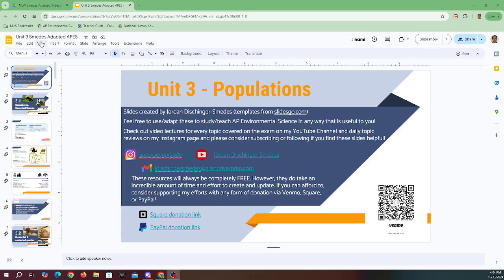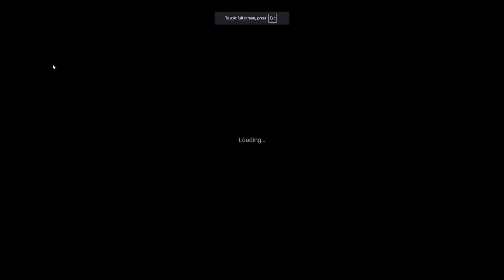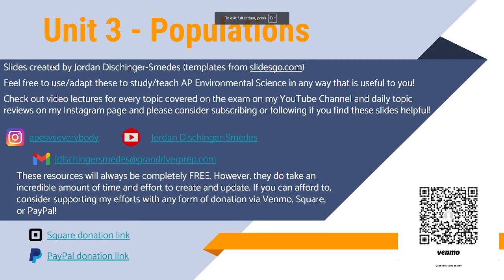All right, hello and welcome to Unit 3. As we move into Unit 3, we're going to start talking about our first unit that doesn't deal with the living world. Units 1 and 2 were some more big picture things. Unit 3 deals specifically, as you can tell by the title, with populations.